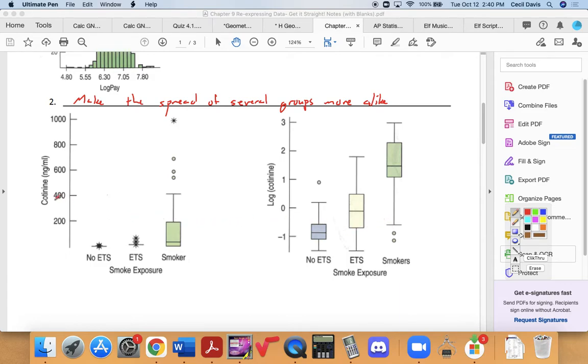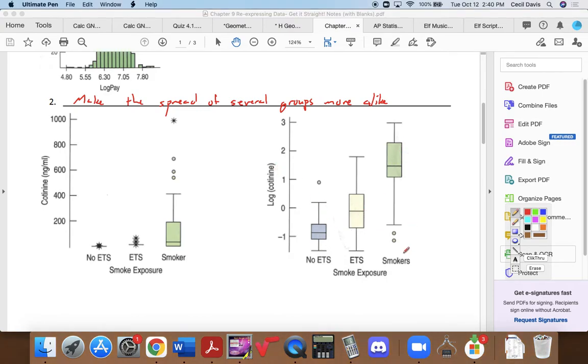So the cotinine is a chemical that's left over after you've been exposed to smoke. And so there's very little if you've never had exposure to smoke. But if we take the log of that, then we can see, okay, now we can compare these more easily. And there aren't as many outliers. When you have too many outliers, it's hard to make comparisons. Okay, that makes sense? Yep.